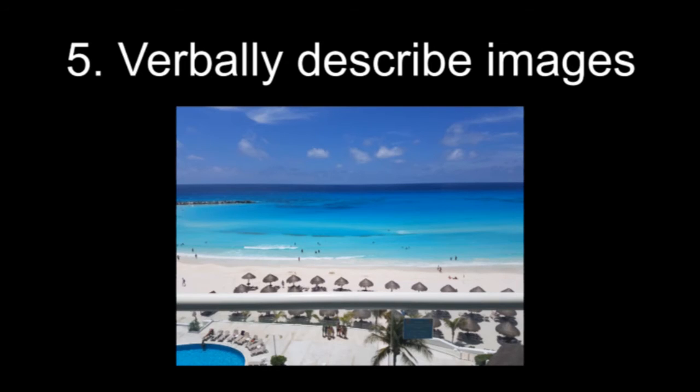5. Verbally describe your images. Only saying, "I went on a wonderful vacation," is not enough information for those who cannot see the photo. Follow by saying, "Pictured here is an amazing view from my hotel of the ocean in Cancun, Mexico."